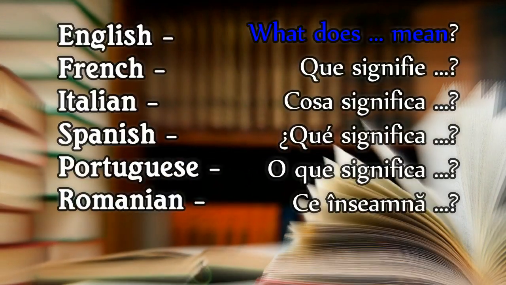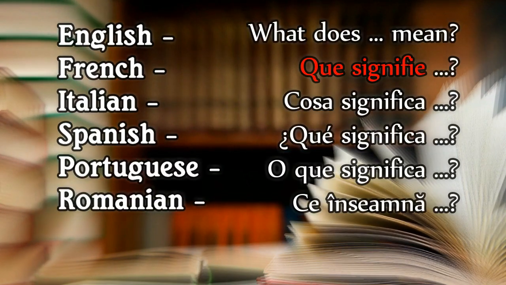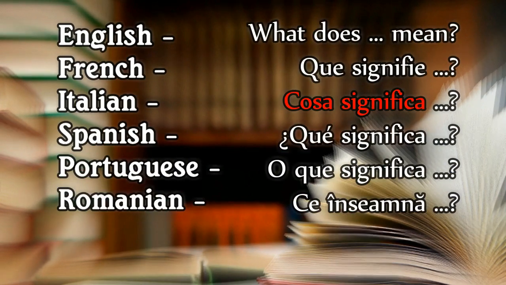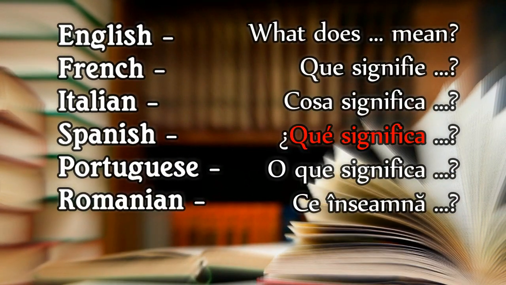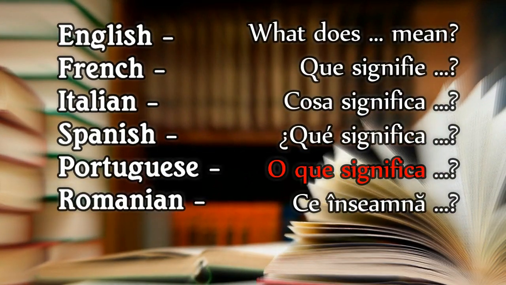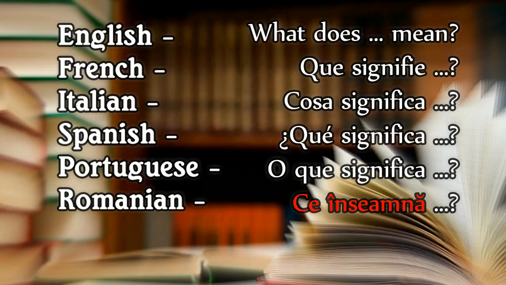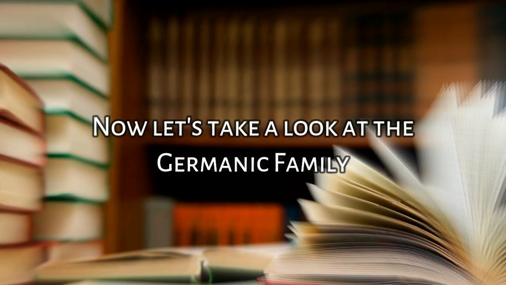In English. What does mean? French. Que signifie? Italian. Cosa significa? Spanish. Que significa? Portuguese. O que significa? Romanian. Ce înseamnă? Now let's take a look at the Germanic family.